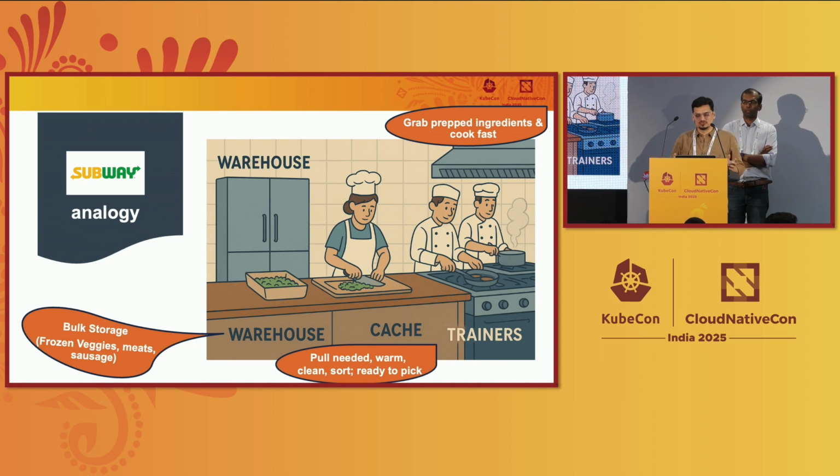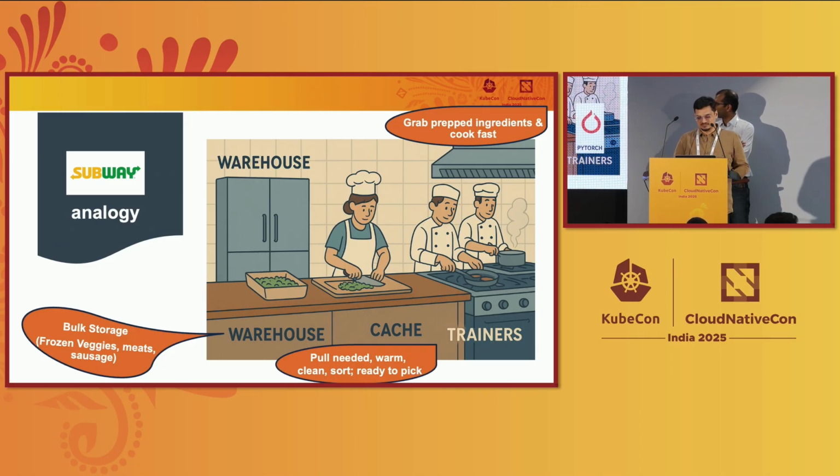In a Subway, when you go to it, they have the veggies ready. The lady in the middle in this picture pulls what's needed, warms it, chops it, cleans it, keeps it ready for the chef to just put it out there for whatever you want and serve it to you. So the throughput is higher on the access there, right? So our takeaway from here is keep the data ready in a way that these guys can consume very easily.